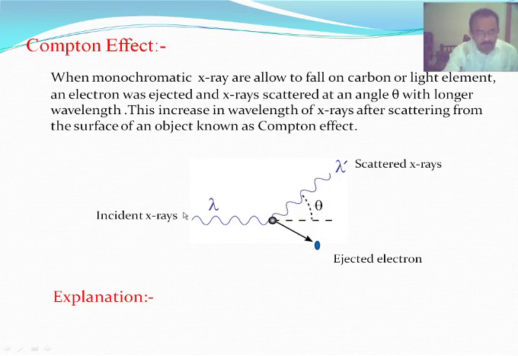Now what happens? The X-rays consist of photons. We can say that the energy of the photon is utilized to move that electron from the element, and if the energy of the photon decreases, its frequency decreases, and if the frequency decreases, then the scattered radiation has lower energy. If the energy is lower, the frequency is lower, so the wavelength will increase. In this way, Compton explained the Compton effect.